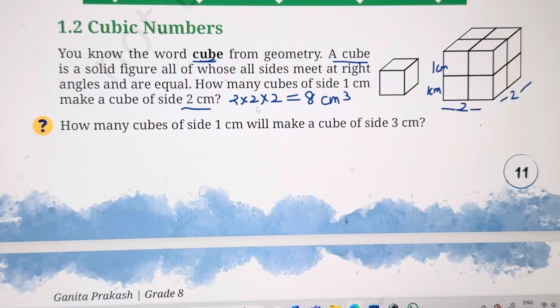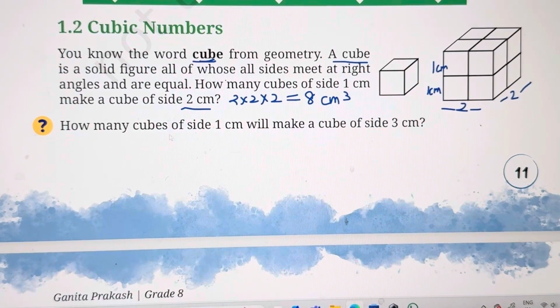Okay, you have learnt volume also in lower classes, volume of a cube, length into breadth into height. So that is another way of finding. And in a cube, all length, breadth and height are the same. So you can say side into side into side, because all sides are equal, right? So what is a cube? You multiply the same number thrice. In square, what were we doing? We were multiplying the number with itself twice. Here we are multiplying the same number thrice.